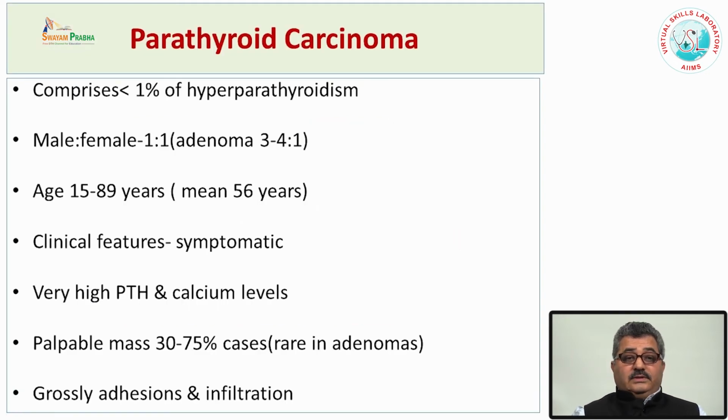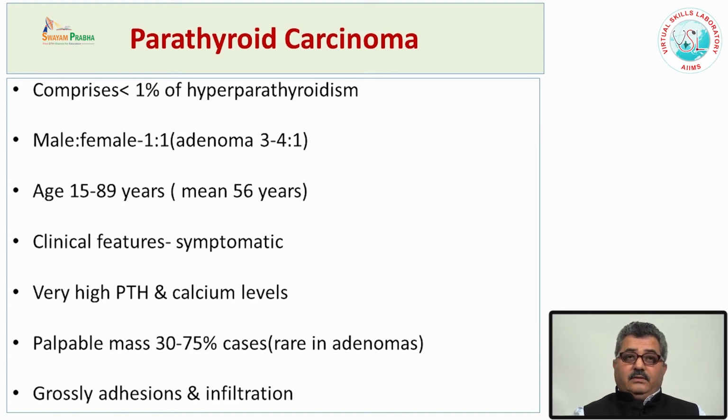Parathyroid carcinomas comprise about 1% of all hyperparathyroidism cases. Males and females are equally affected, as compared to adenomas, where females are more common. They are 3 to 4 times more common than the male. Age ranges from 15 to 89 years, but mean age is 56 years.